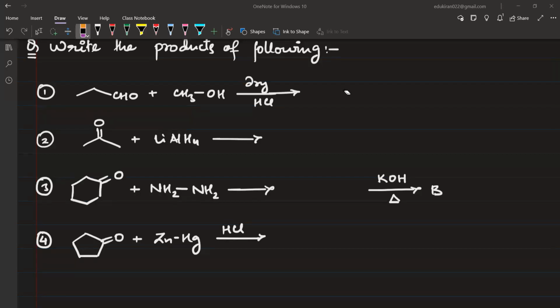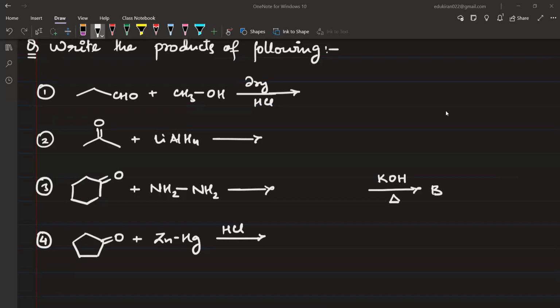Mariam Khatoon. First one is not right. Second one is completely correct. Fourth one is completely correct. In the third one, B is fine. A is not correct. Okay, please see. When you are treating with HCl, Mariam Khatoon, your answer is completely wrong for that one. Okay, so please look at it carefully.